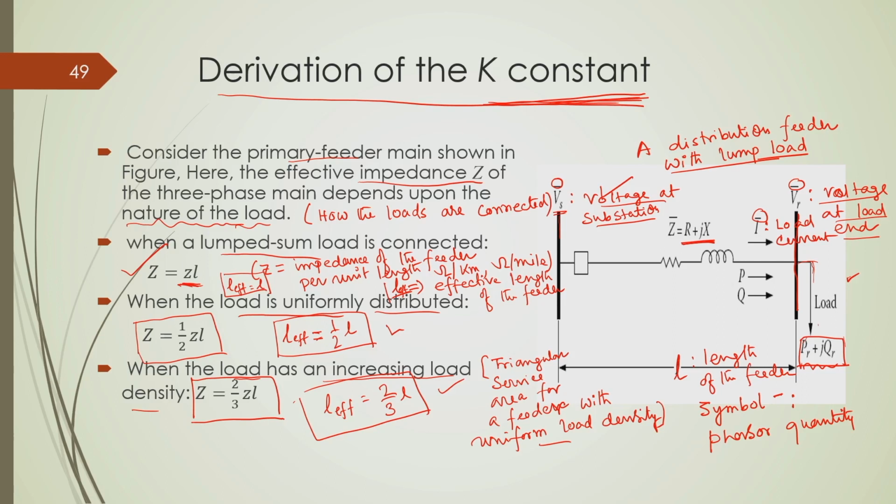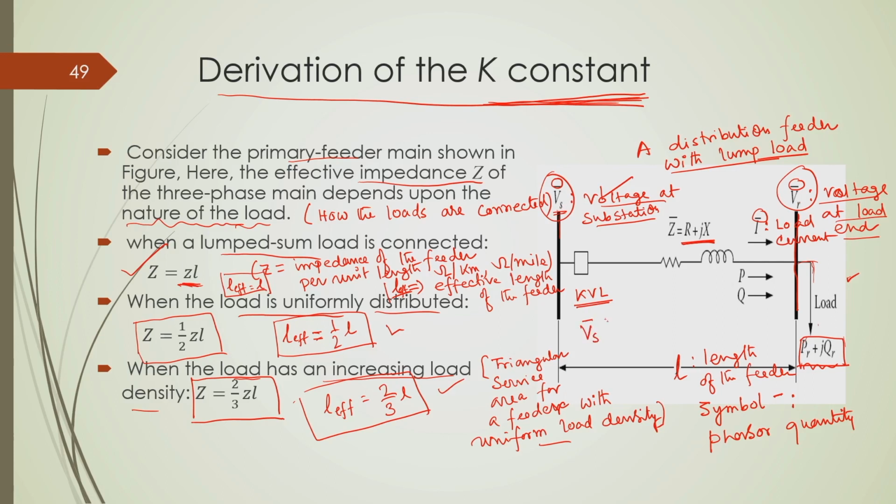Okay. Now, for this analysis, we will first try to get a relationship between the sending end voltage and receiving end voltage. How to get the relationship? We will simply apply Kirchhoff's voltage law here, KVL, and we will get a relationship of V s and V r.